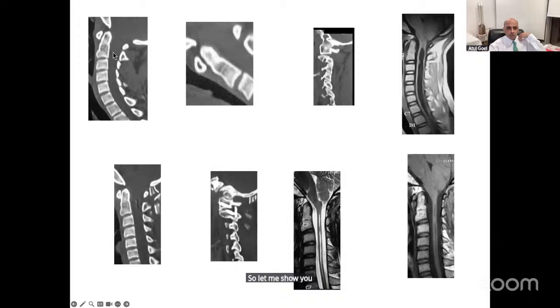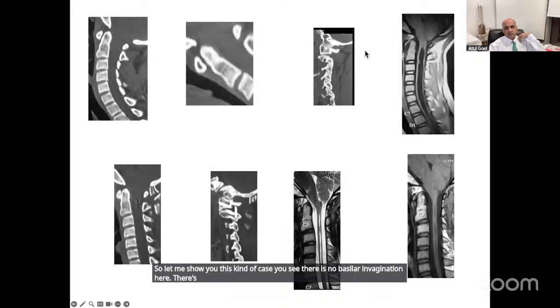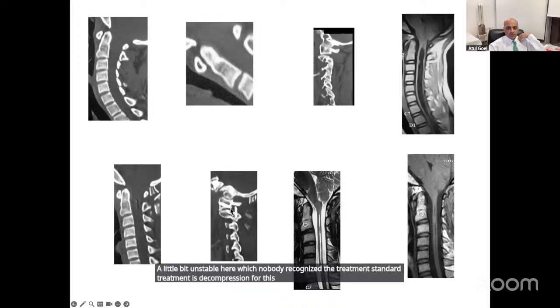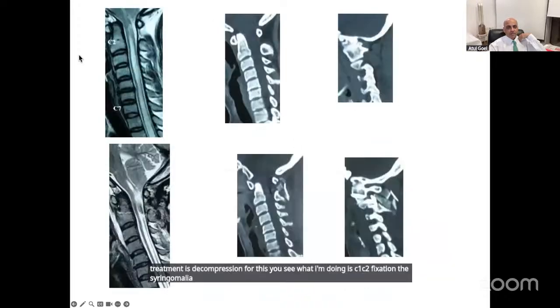You see, there is no basilar invagination here. There is no assimilation of atlas here. This is Chiari, this is syringomyelia. A little bit unstable here, which nobody recognizes. The standard treatment is decompression for this. You see what I am doing is C1, C2 fixation. The syringomyelia has reduced.